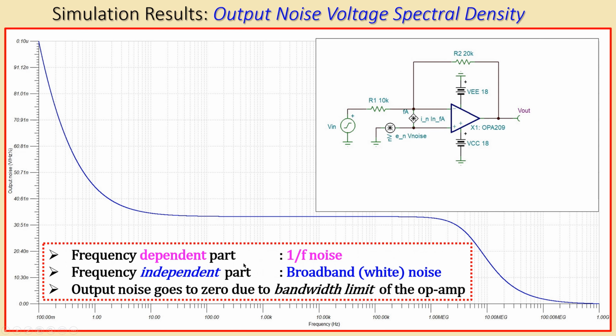So again, the frequency dependent part is the 1/f noise. We have the frequency independent part, which is the broadband noise or the white noise part, but the output noise goes to zero due to the bandwidth limiting of the OpAmp.